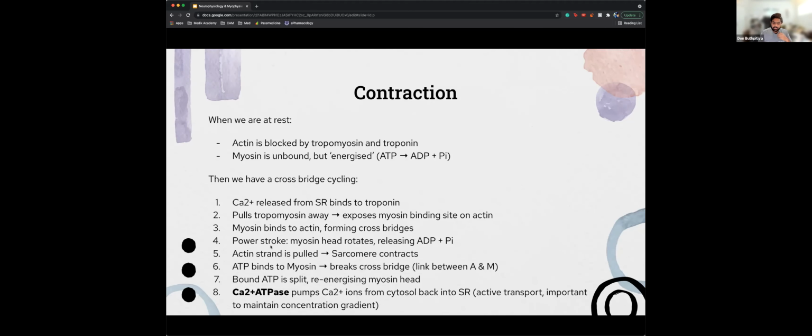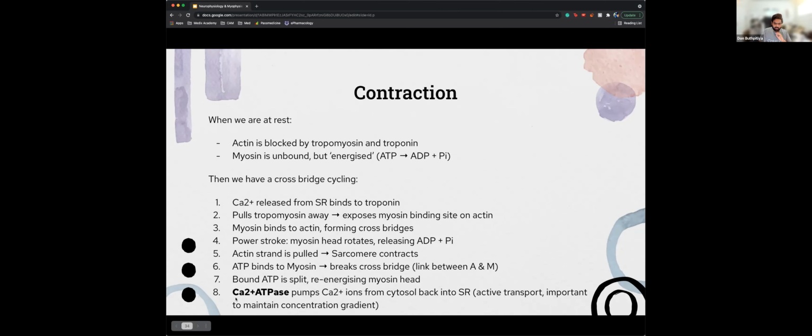Now, then we have the power stroke, which is essentially where the myosin head will come around and rotate. It'll release the ADP plus the inorganic phosphate, and then your actin strand gets pulled along with it. This is where your sarcomere will contract. Now, after this contraction, your ATP will bind to myosin. It will break the cross bridge that was there, right? And then it's split again, re-energizing the myosin head.